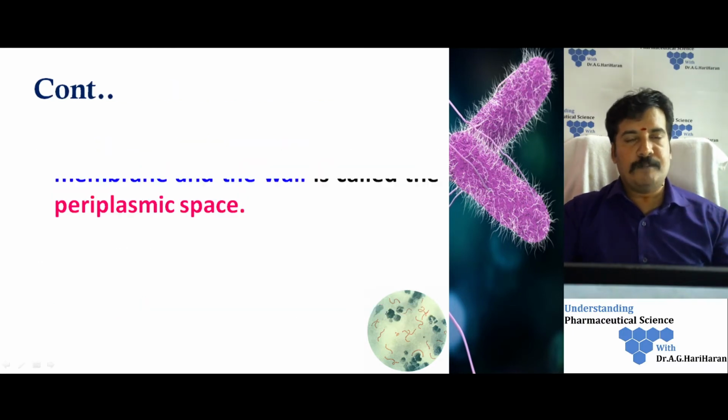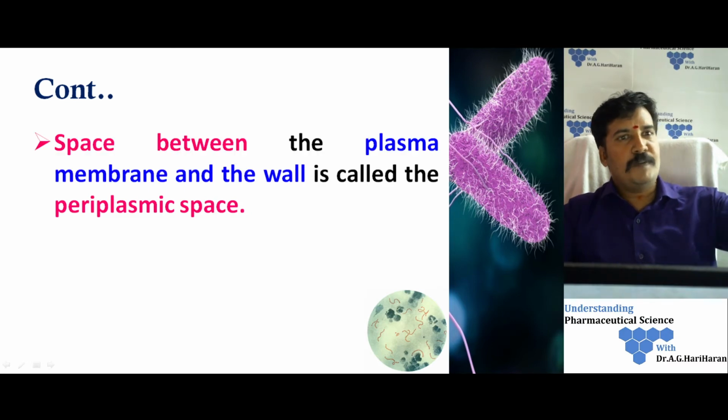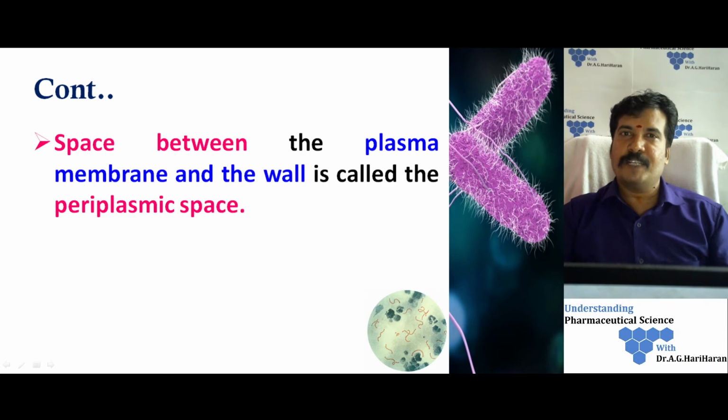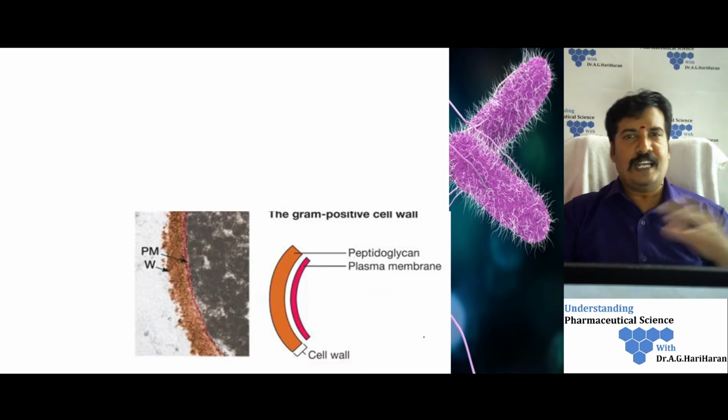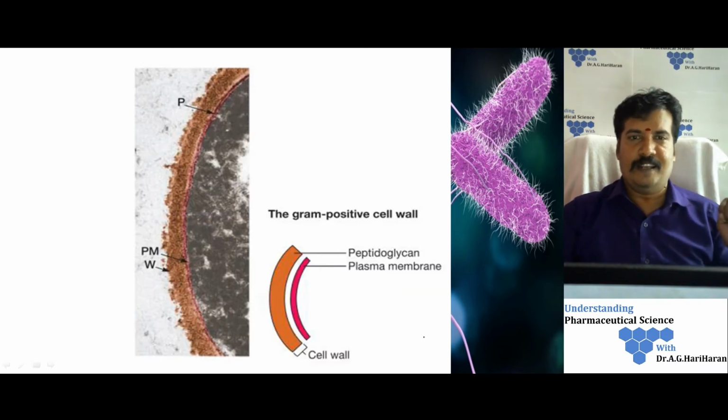Then the second part: the space between the plasma membrane and the peptidoglycan we call a periplasmic space. It carries many proteins. It is generally occupied with a substance called periplasm. This helps in the transport of material. So this is a simple outline of what we have seen.